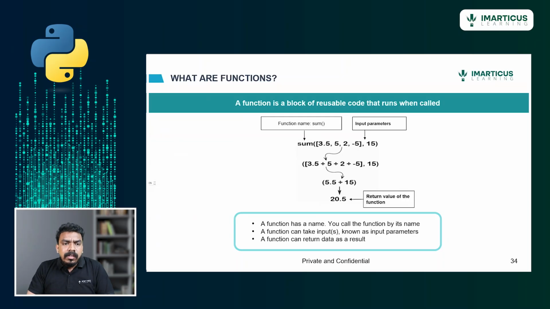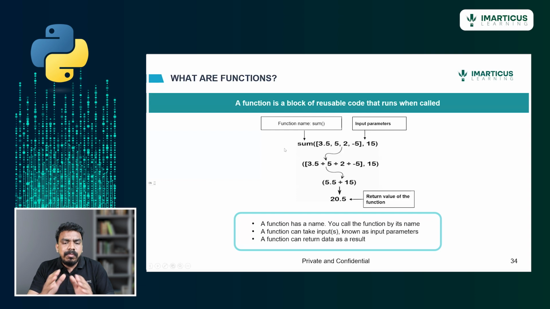Without further ado, let me explain you in detail what is functions, what are the types of functions, and how you can practically implement functions. As you can see, a function is a block of reusable code that runs when we call, right? So functions are nothing but sum, print, min, max. These are all various different types of functions.